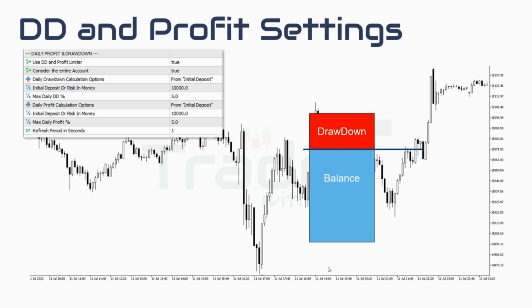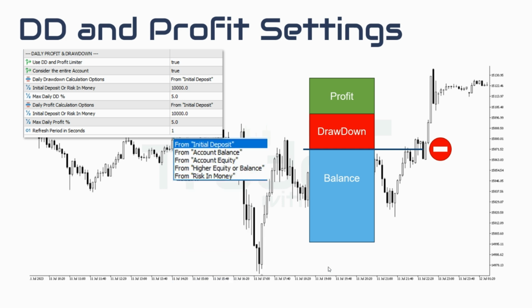However, you can also set a target profit. The target profit is when, let's say, you win 1%, 2%, 5%, whatever you configure, and the same as for the drawdown. When you reach that profit, the EA will stop trading and wait until the next day. As for the configuration, basically you can choose both for drawdown and for target profit.